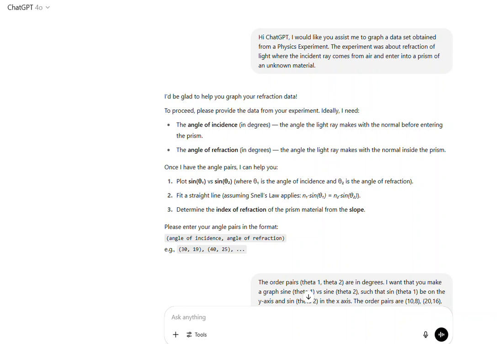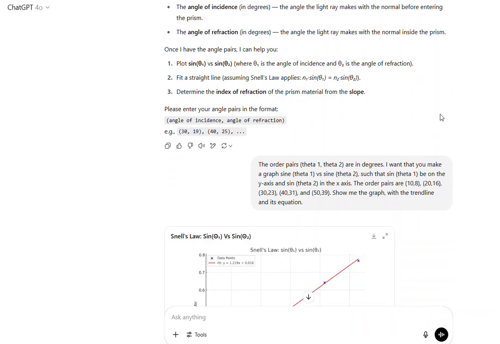Later, ChatGPT said, I can also determine the index of refraction of the prism material from the slope. Please enter your angle pairs in the format angle of incidence, comma, angle of refraction. So my prompt was: the angle pairs, theta 1, comma, theta 2, are in degrees. I want you to make a graph of sine of theta 1 versus sine of theta 2, such that sine of theta 1 is on the y-axis and the sine of theta 2 on the x-axis.